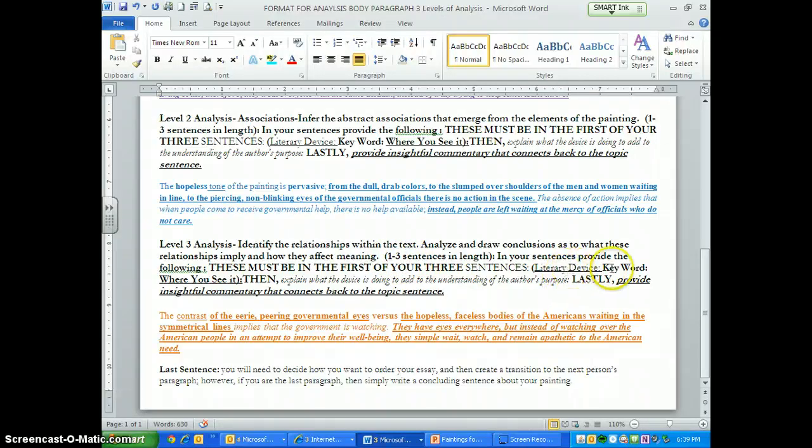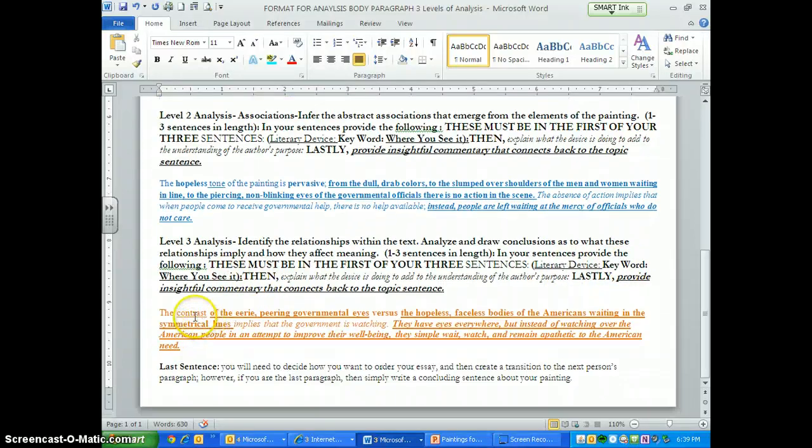Again, I have a literary device, the keyword, and where I see it. Let's look at my first sentence. The contrast, so that's my literary device, of the eerie, peering governmental eyes versus, and that's going to be my keyword, because that's what contrast does. It shows a comparison, versus the hopeless, faceless bodies of the Americans waiting in the symmetrical lines, and then I'm going to explain it, implies that the government is watching.